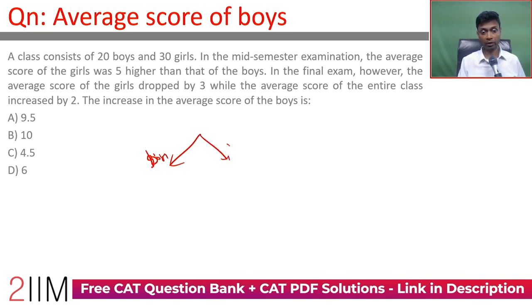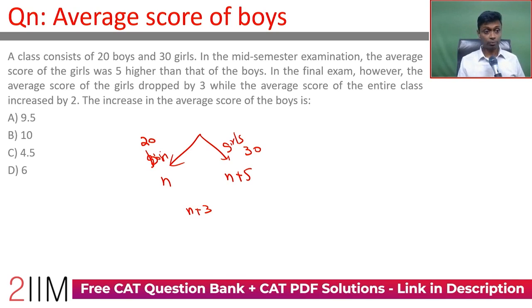Boys and girls, 20 and 30. The average of boys was n, girls would have been n plus 5. That means the overall average, I already know this difference is 5, would have been n plus 3, closer to the girls than to the boys, split in the ratio 2:3.